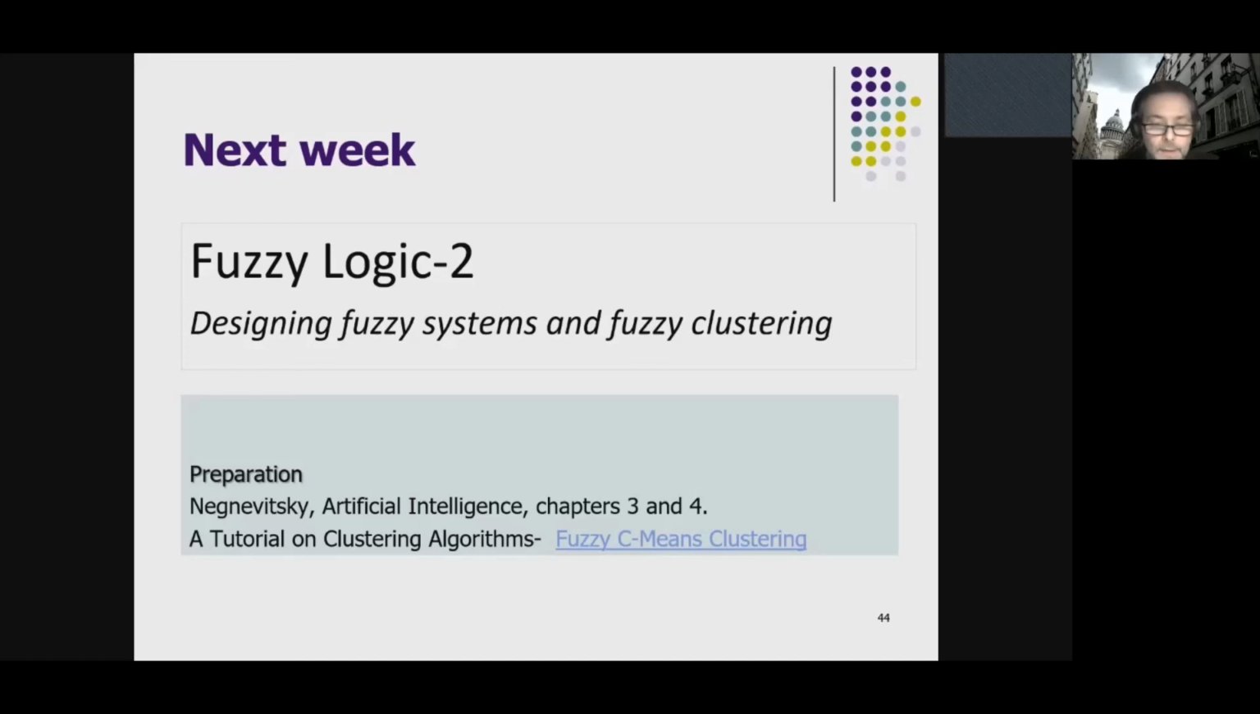And again, for next week, chapters 3 and 4 are relevant, and I have a link to some online material, a tutorial on clustering algorithms. It's a very nice tutorial about clustering in general. The link points to material which describes a particular method called the fuzzy C-means algorithm. A well-known crisp clustering technique is K-means. So this is the fuzzified version of the K-means algorithm. All right, that is for those of you who want to prepare for the following week.